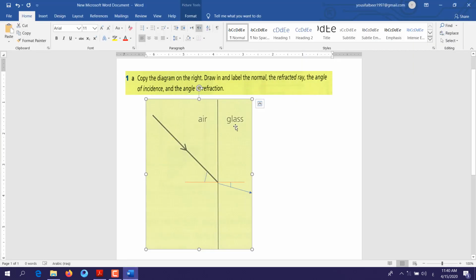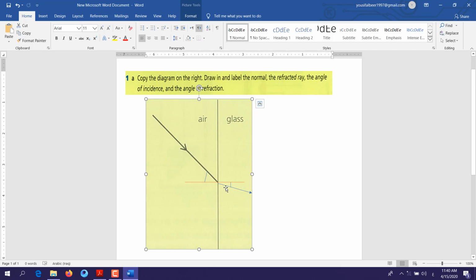Question number 1b. How would your diagram be different if the ray was passing into water rather than glass? If instead of glass, here it will be water, what do you think will change? Because the medium will change, so the refractive index will change. What does that mean? The refraction, the bending, will change.